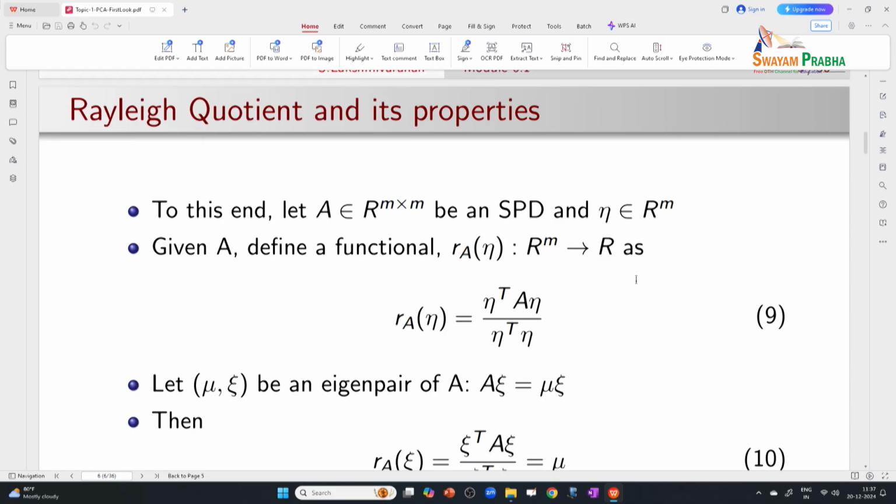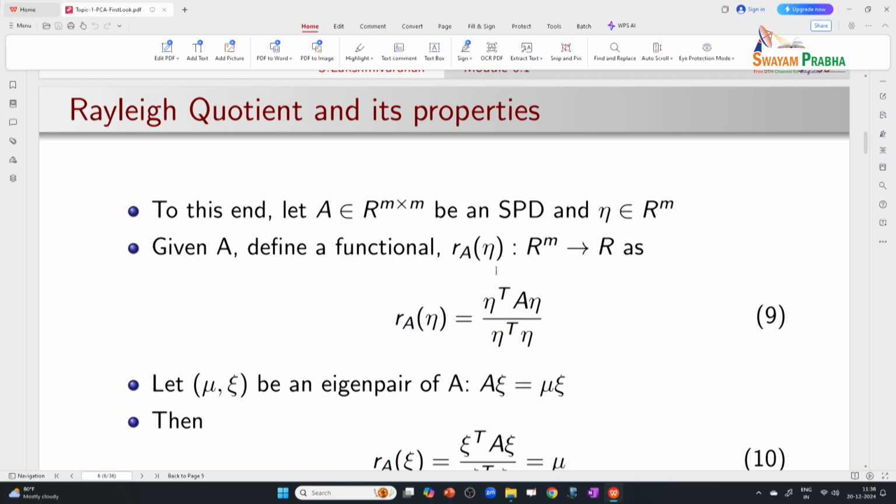Now I am going to introduce another quantity called the Rayleigh coefficient and its properties. Again, you can see matrices and statistics are intertwined. So I am going to introduce a quantity from matrix theory called the Rayleigh coefficient. Let A be an SPD matrix. Let eta be a vector of size m. Given A, define a functional, and we have already talked about a functional being a mapping from a vector space to the real line.